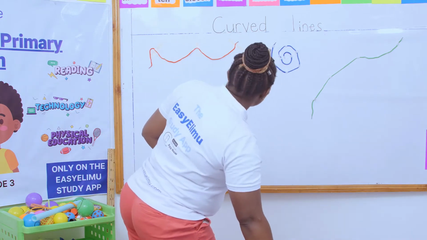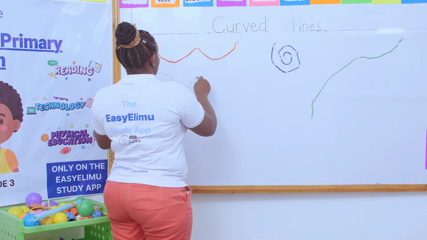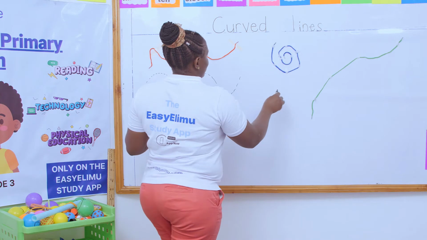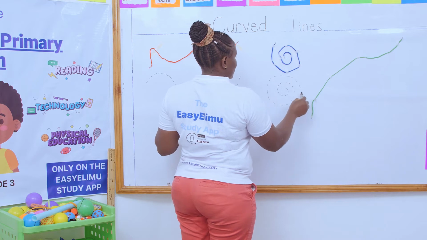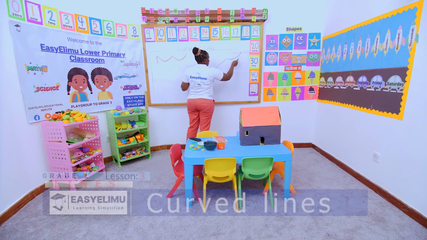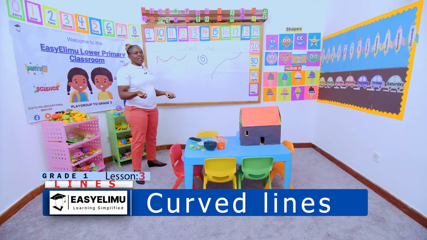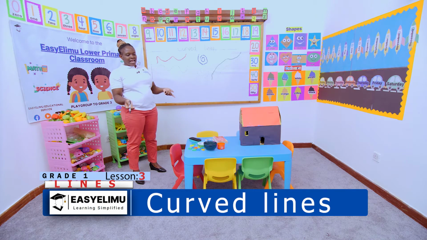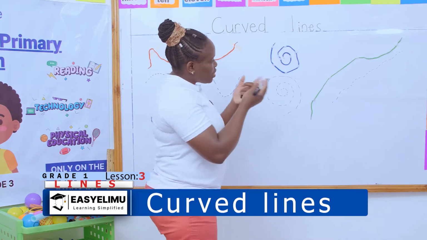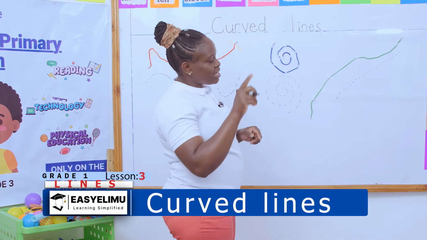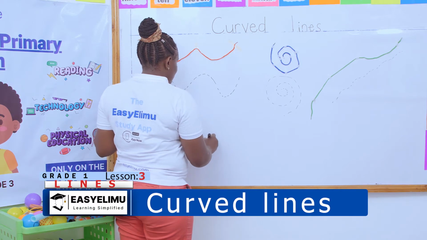So when you look at my board here, there are very different types of line formed like this. Then we have this one that is formed like this. How do we call this line? All these are what we call curved lines. And what is a curved line? A curved line is not a straight line. It is formed using curves. When you look at the circle, is it formed from a straight line? No, teacher. It is formed from curves.